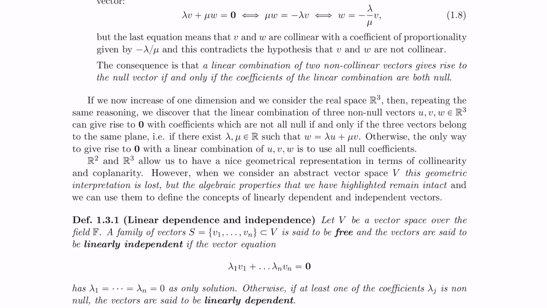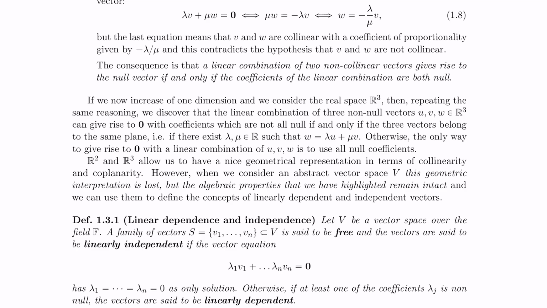Luckily for us, the algebraic property related to the nullification of a linear combination remains completely intact, because this concept can be stated for every vector space and not only for R2 and R3. As you see, the pattern is always the same. First, we have a nice geometric intuition in R2 and R3, and then we translate this intuition into an algebraic property that we can use and extend to all kinds of vector spaces.